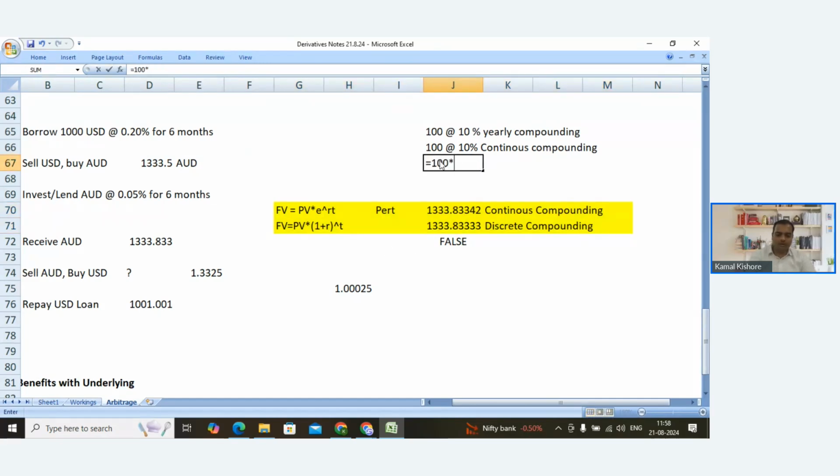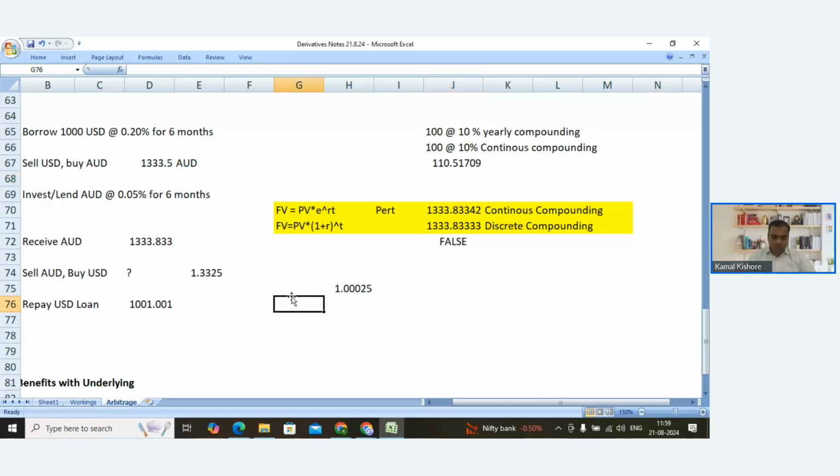Is equal to 100 into EXP, what? 0.1. 0.1 for how many years? 0.1 into 1. You see, this will be more than semi-annual compounding, which is better. Yearly compounding is better, or semi-annual compounding is better, or quarterly, or monthly, or daily, continuous compounding.